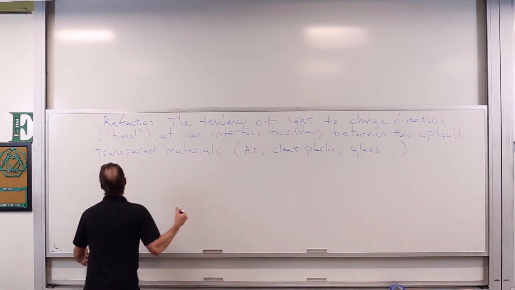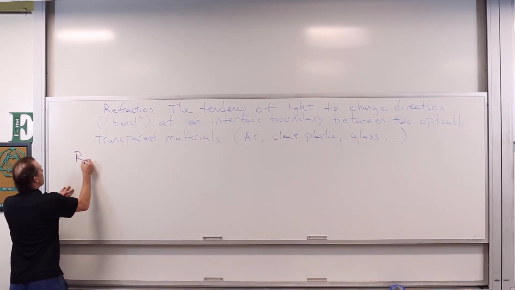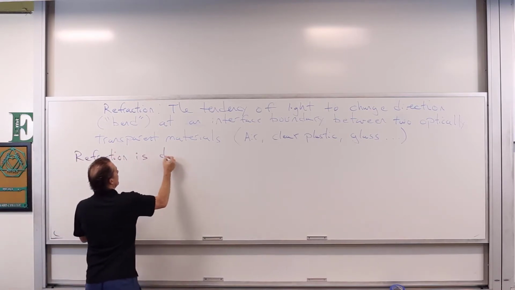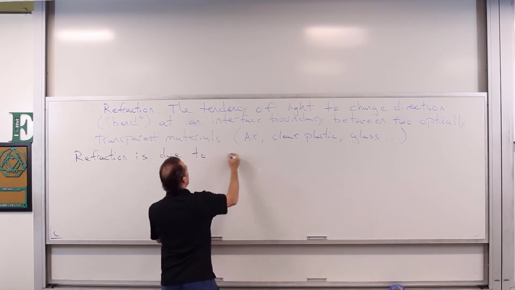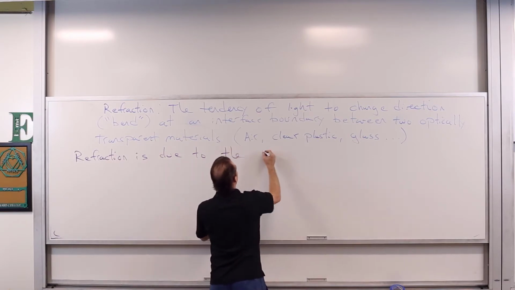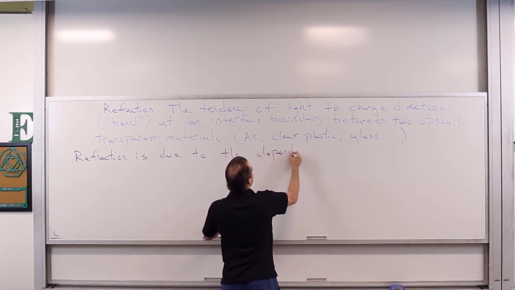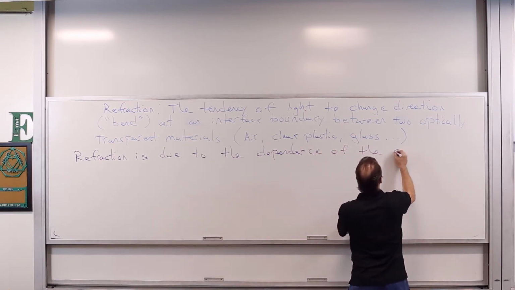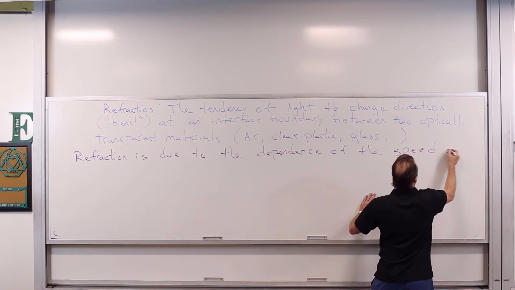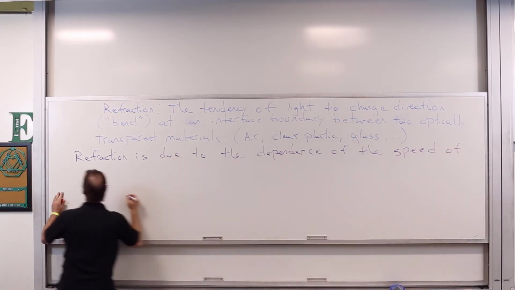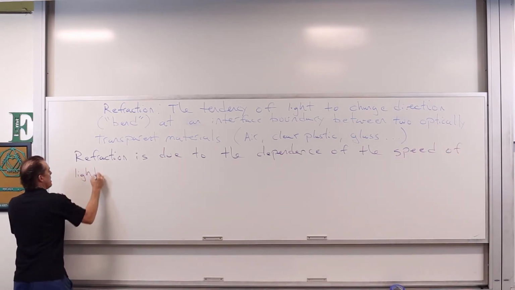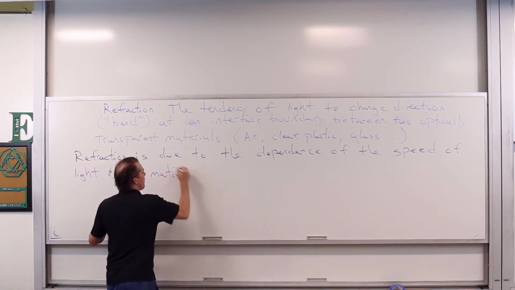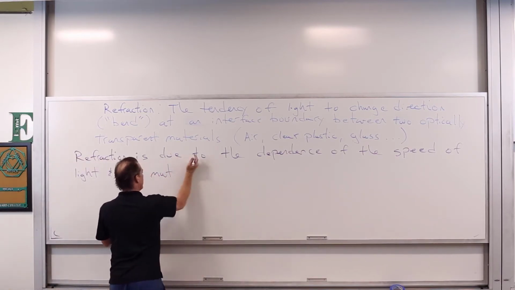So, refraction is due to the dependence of the speed of light and the material through which it travels.